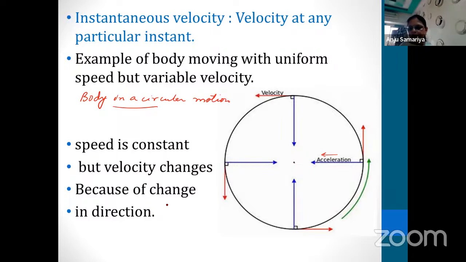Okay. Did you do this example in school? We did not do instantaneous velocity. Oh.